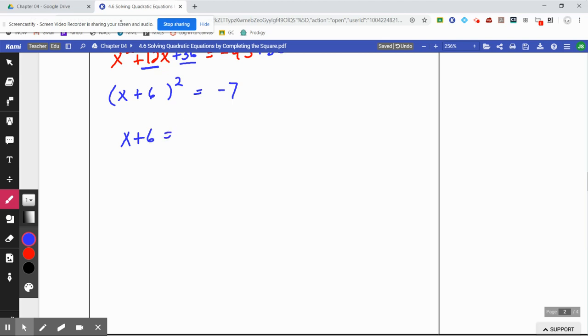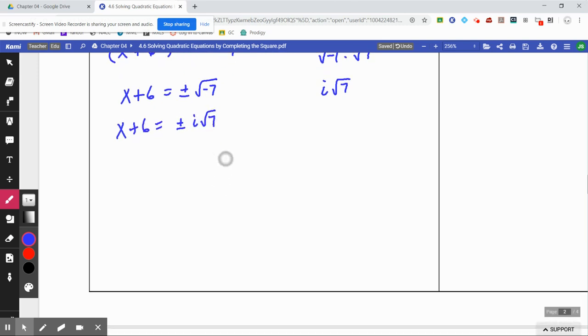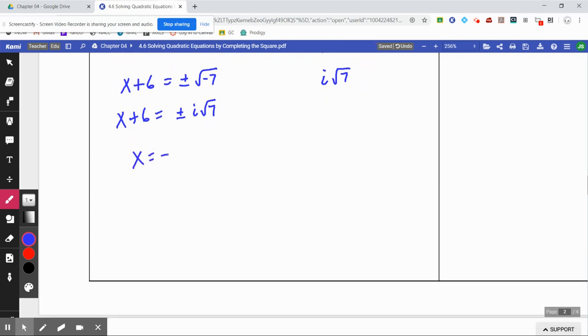X plus 6 equals plus and minus. To get rid of a square, you're going to plus and minus square root. You get the square root of negative 7, which is an imaginary number. Split it into root negative 1 times root 7. So that's going to be x plus 6 equals plus and minus i root 7. To move the 6 over, we're going to change it to negative 6. So our answer is going to be negative 6 plus and minus, that's two different answers, i root 7. That's going to be your two complex answers.